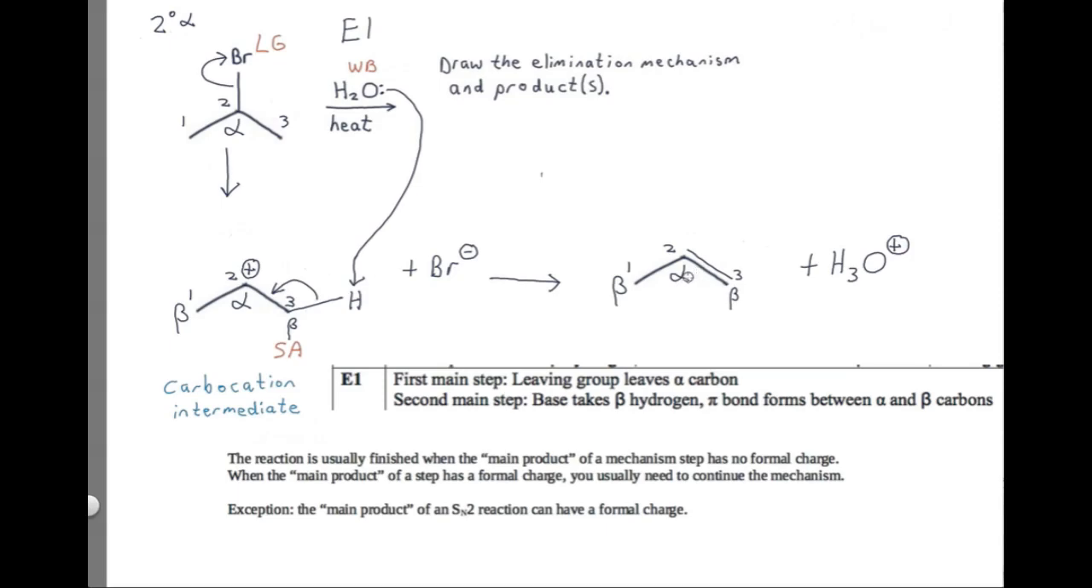Notice that it's not possible to get rid of all the formal charges. We couldn't get rid of the formal charge on this oxygen or the formal charge on this bromine. But the reaction is usually finished when the main product has no formal charge. We would consider this the main product, and it has no formal charge here.